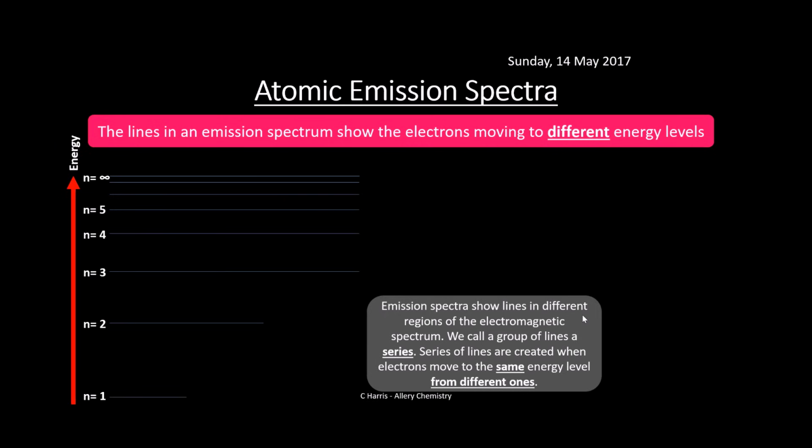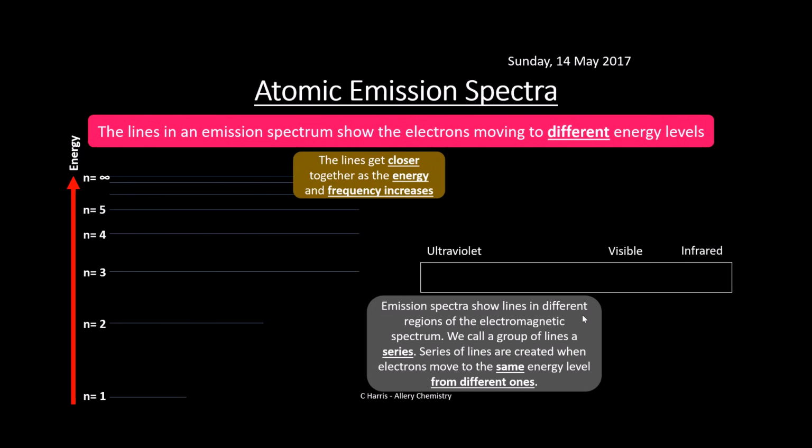So emission spectra show lines in different regions of the electromagnetic spectrum, okay? So we call this a group of lines a series. So series of lines are created when electrons move to the same energy level from different ones, okay? So let's have a look at some examples here. So the lines get closer together as the energy and frequency increases, okay?